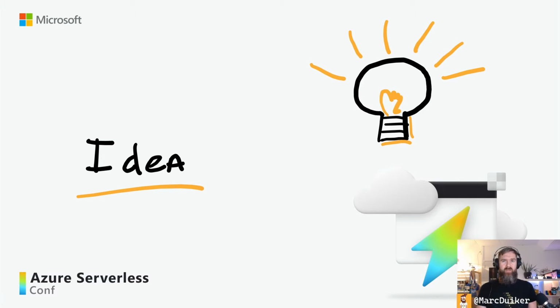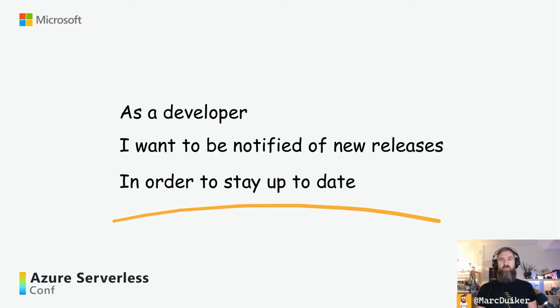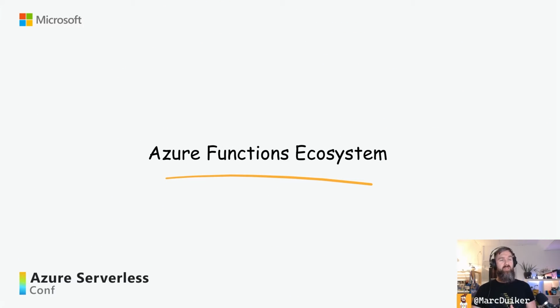So the idea started quite a while ago when I was just working with Azure Functions, and I wanted to be notified of new releases, and that was because a lot of things were happening with Azure Functions. There were a lot of different packages to use, and things were changing all the time. It is still changing frequently, but especially in the beginning, it was quite difficult to stay up to date with all of these changes. And that's because the Azure Functions ecosystem is really big.